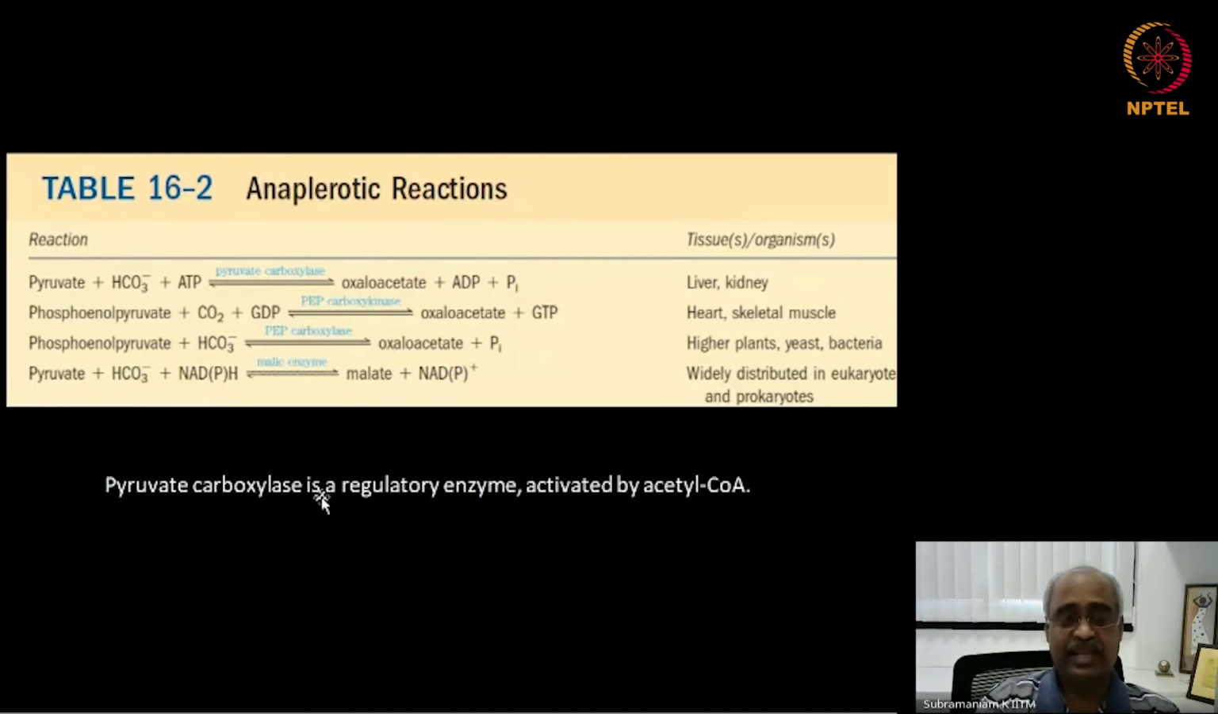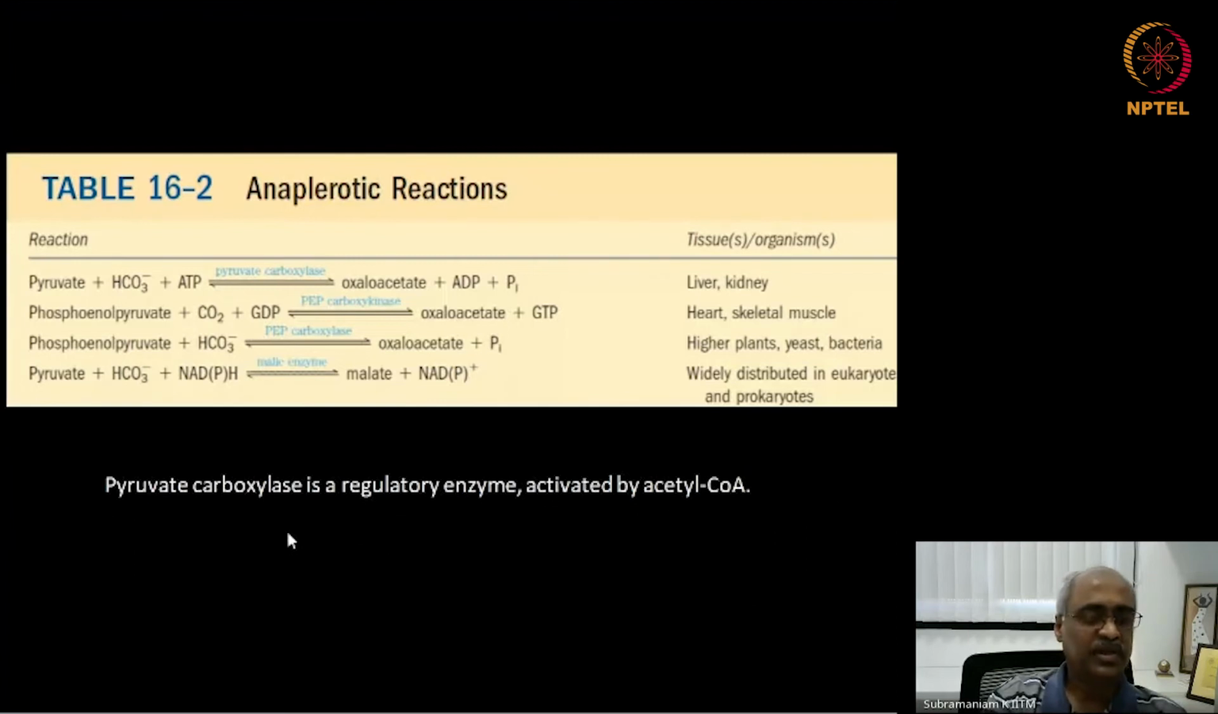And this is a highly regulated enzyme. It's virtually inactive if you don't have acetyl-CoA. Okay, so if you don't have acetyl-CoA, what's the point of making oxaloacetate? Because acetyl-CoA and oxaloacetate only can combine to start the citric acid cycle. So it is activated allosterically when you have acetyl-CoA available, so that enough oxaloacetate is produced and the cycle can start.